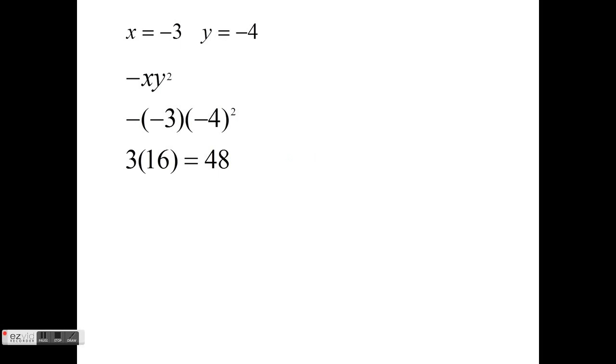This was another one where you plugged in negative 3 and negative 4, put them in parentheses. Many of you thought you should multiply xy first, but notice xy is not in parentheses and then squared. It was only the y that was squared.